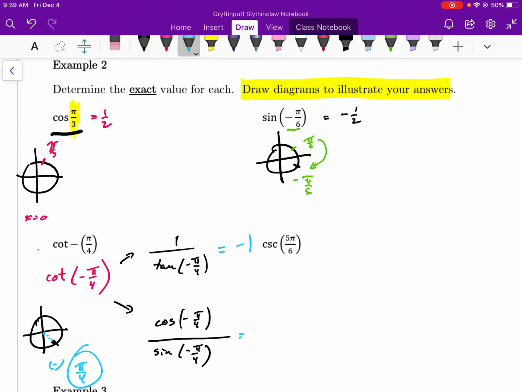Similarly, you could have figured out the cos of negative pi over 4, and that's 1 over root 2. The sine of negative pi over 4 is negative 1 over root 2. And this also equals negative 1.